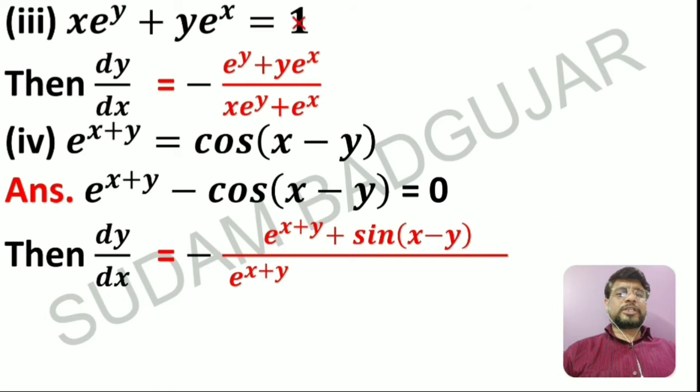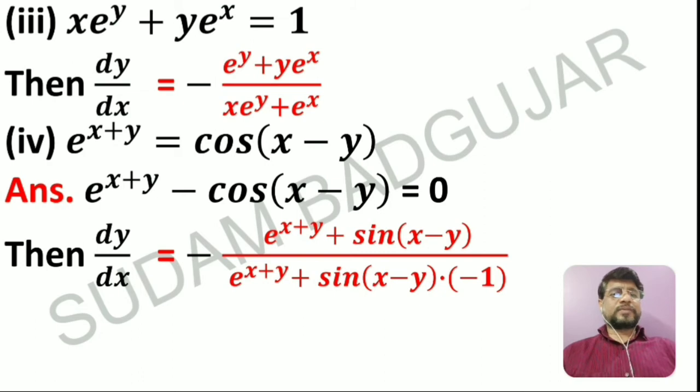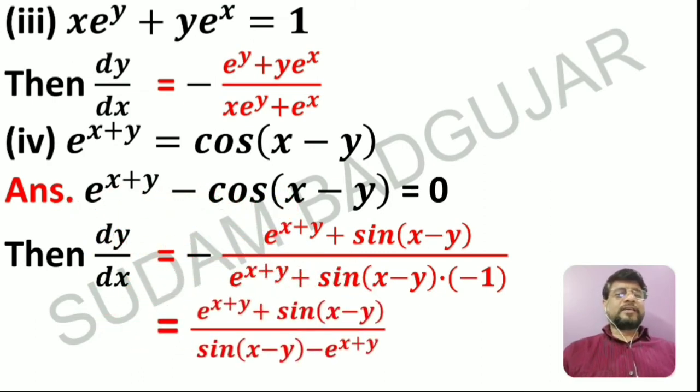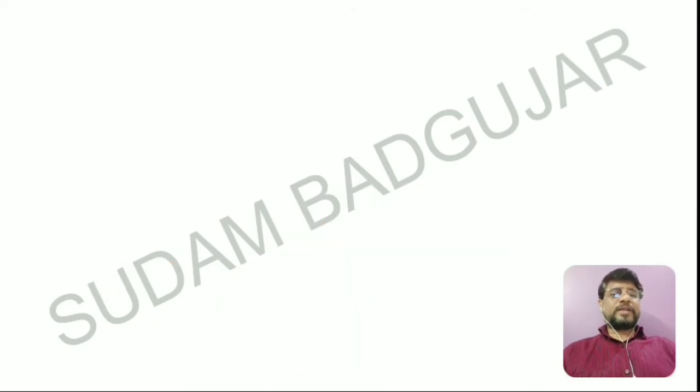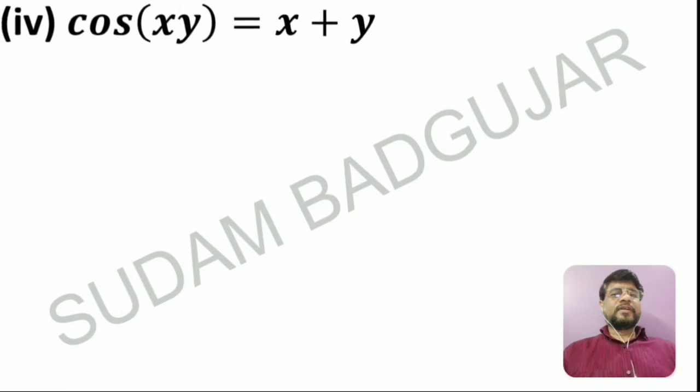upon derivative of e raised to x plus y with respect to y is as it is. What is derivative of cos? That is minus, minus minus become plus, into derivative of x minus y is 0 minus 1, okay, because at denominator it is derivative of y, that is minus 1, 0 minus 1 is minus 1. Then you have to simplify this, and this is the final answer, okay, after simplifying.